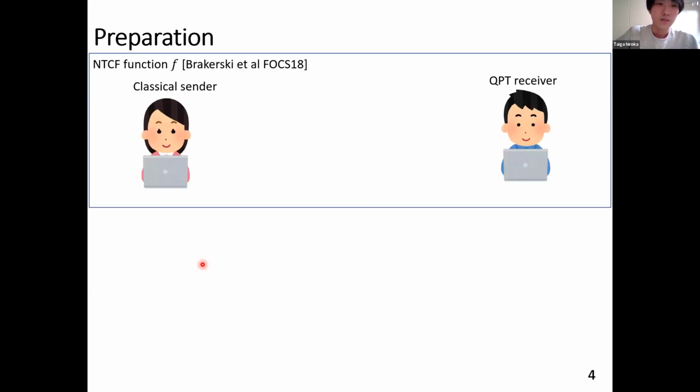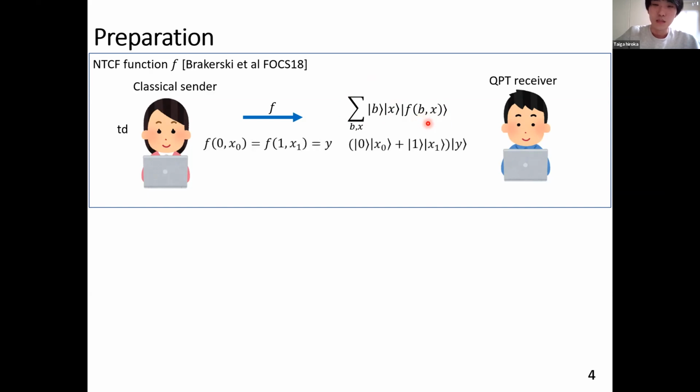Now, first, I explain how to use the F-type function. First, a classical sender generates an F-type function and trapdoor and sends the function to a receiver. The receiver generates a superposition state and coherently evaluates f of x. If he measures the third register in the computational basis, he obtains the measurement outcome y and the post-measurement quantum state. If he measures this quantum state in the computational basis, this quantum state collapses to a classical bit string.